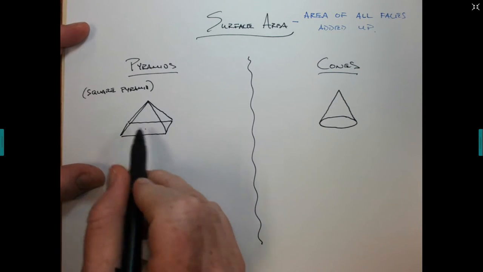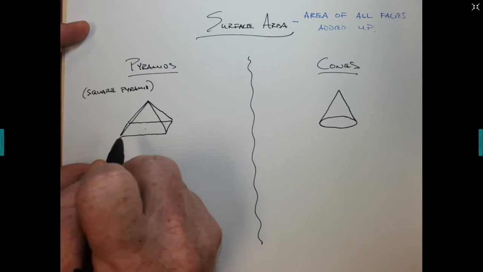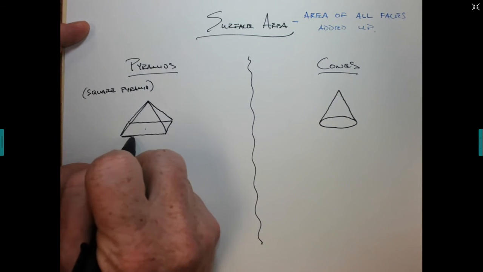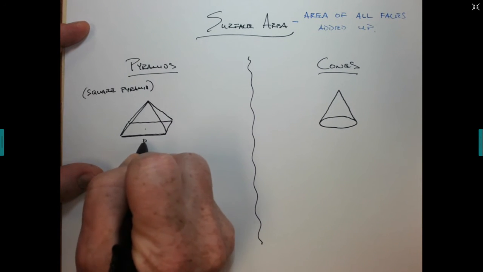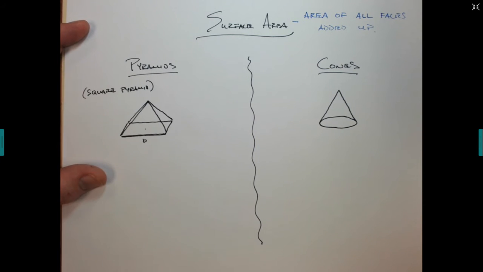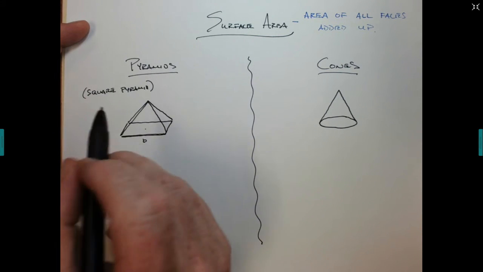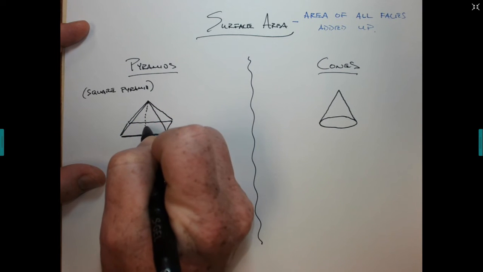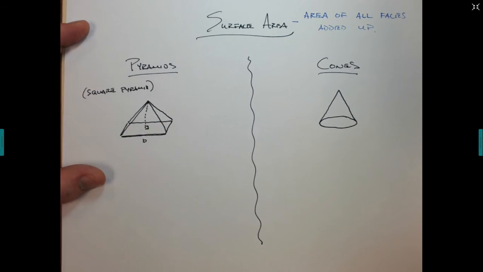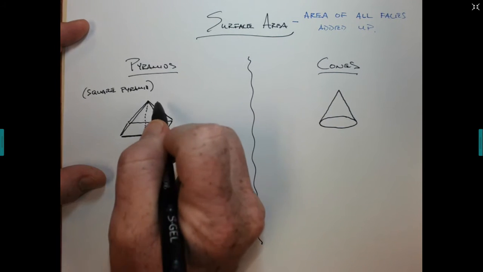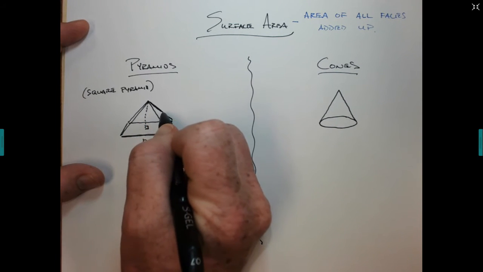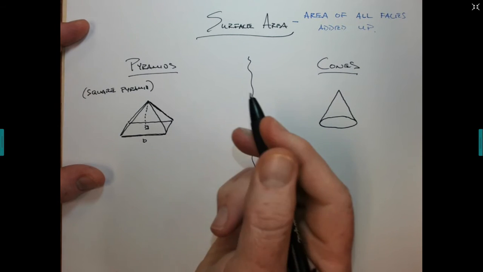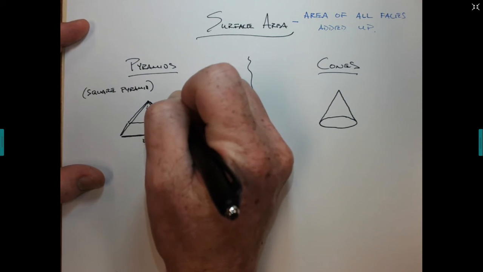Just realize you've got to be careful. If you want to find the area of one of those triangles, you're going to need the base, and you're going to need the height of that triangle. Now, the height of that triangle is not this measurement here. It's not the height of the pyramid. It's different. It's not this measurement down here. That's called a lateral edge.